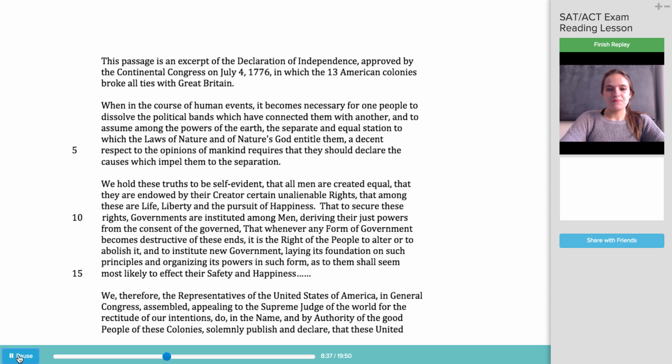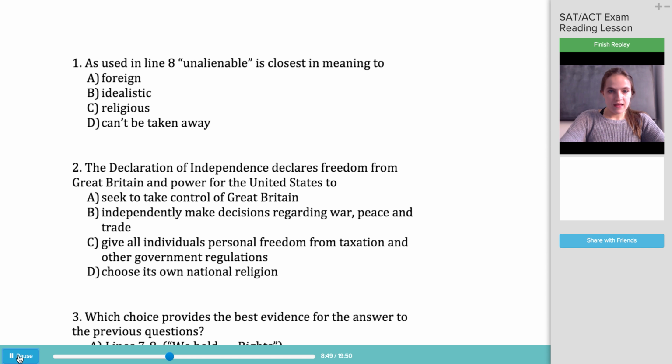Okay, so that's the main message of this excerpt, the passage, the Declaration of Independence. So now that we've read the entire thing, we're fit to answer the rest of the questions. So, question 2: the Declaration of Independence declares freedom from Great Britain and the power of the United States to do what? So again, I'll give you a second to look over these answers and make your best guess.